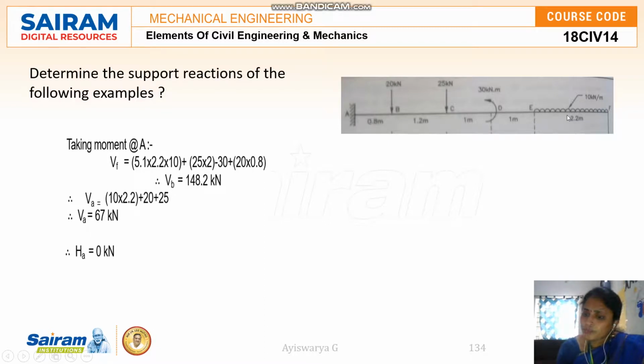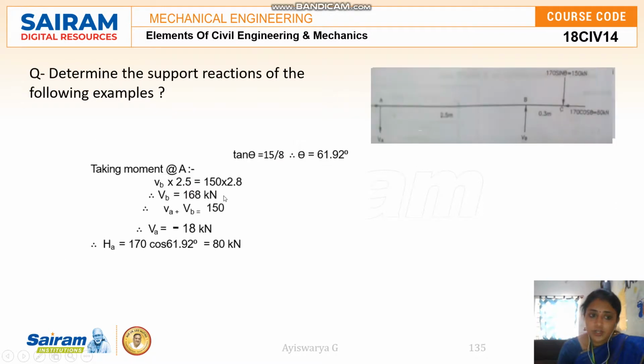In this, okay, you need to convert the UDL into a single concentrated load, that is 10 into 2.2 meter. If you do that, it will be converted into a single concentrated load and it should be placed in the mid of the UDL loading area. Okay, after this, using the equilibrium condition, summation of Fx is equal to 0, summation of Fy equal to 0, and summation of M is equal to 0, you need to get the value of VA. Okay, our target is you have to get VA, HA, and moment MA. So for that, whichever components are required should be resolved.